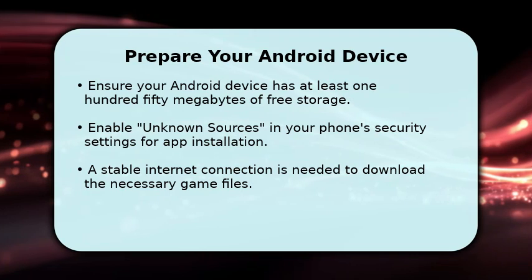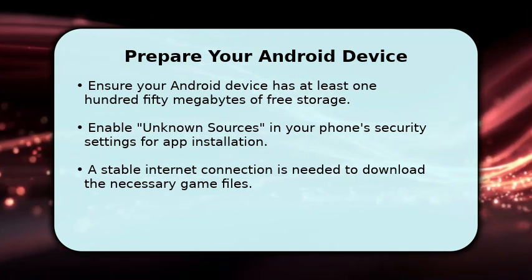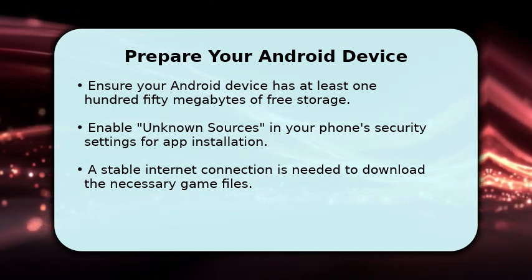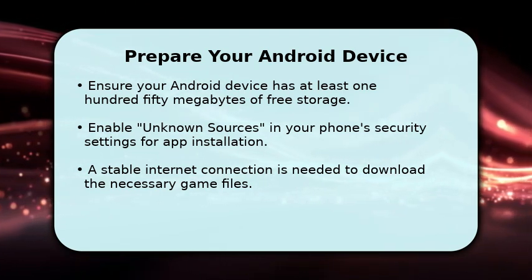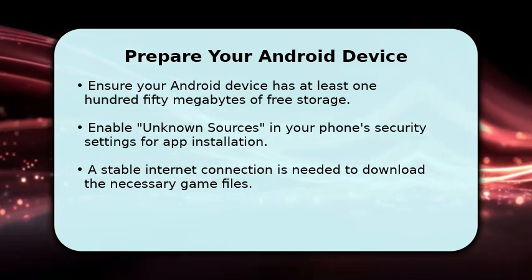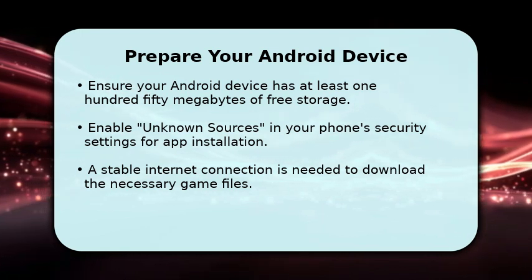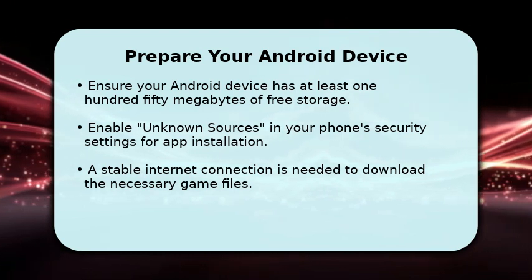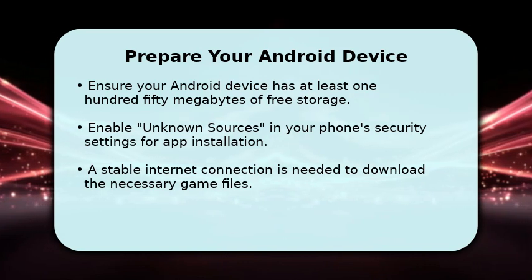Before we begin, let's prepare your Android device. First, make sure you have at least 150 megabytes of free storage space available. Next, navigate to your phone's security settings and enable the option for unknown sources. This allows you to install applications from outside the official App Store. Finally, ensure you have a stable internet connection to download the game files efficiently.